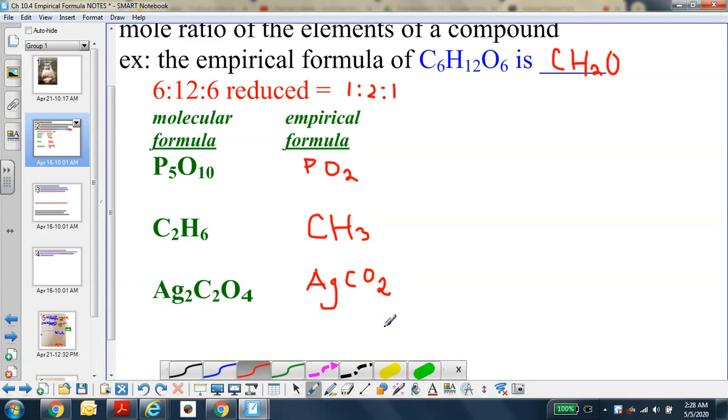Okay, so hopefully you're back and you have these answers right here. So the 5 and the 10 are divisible by 5. That reduces down to P1O2. And 2 and 6 are divisible by 2. That reduces down to a 1 and a 3. And the 2, the 2, and the 4 are all divisible by 2, which reduces to a 1, a 1, and a 2. So that's what an empirical formula is.